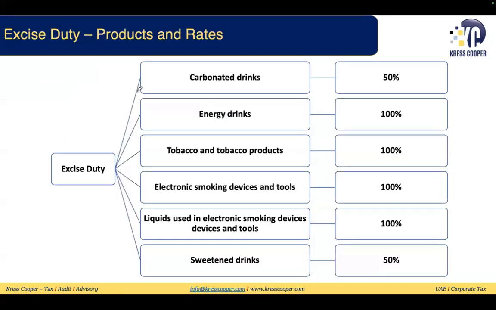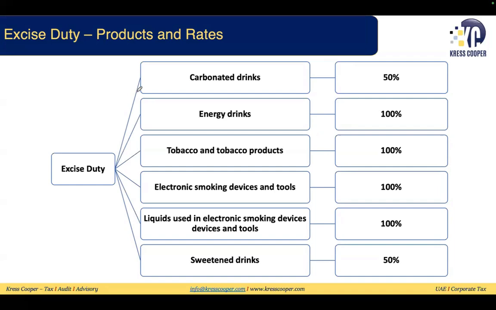Now the question is, which products are subject to excise duty? We have established excise duty is applicable on four parties. We have established excise duty is applicable at the time of import, at the time of production, at the time of the release of goods from the warehouse approved by the FTA, or for the stockpiler on the excess quantity on the effective date of the law, or when new products become available. Out of these three, we have already discussed this.